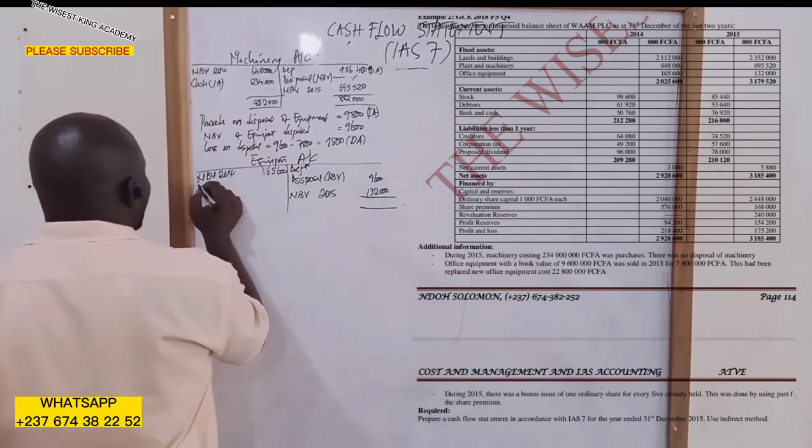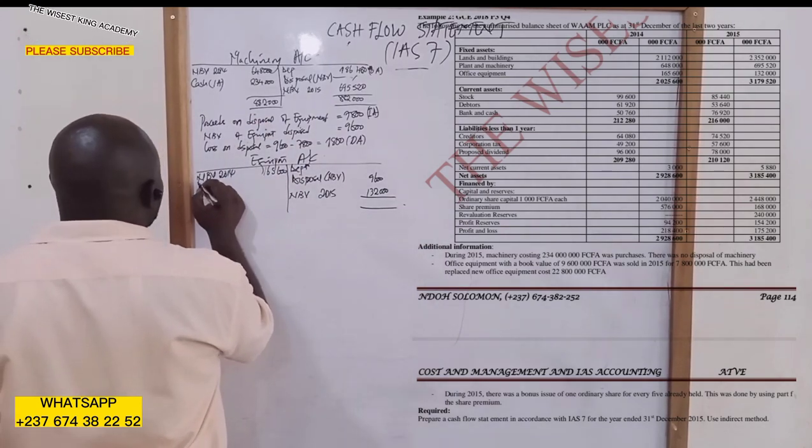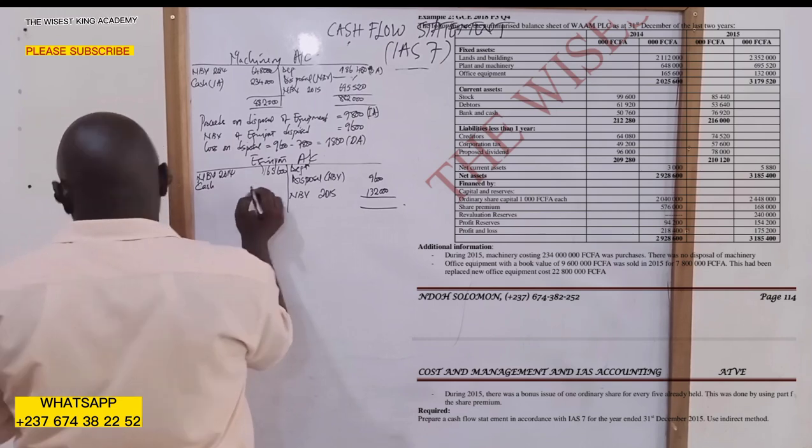But we have a purchase, right? It says this office equipment was replaced. So we have a cash purchase. That's how much?